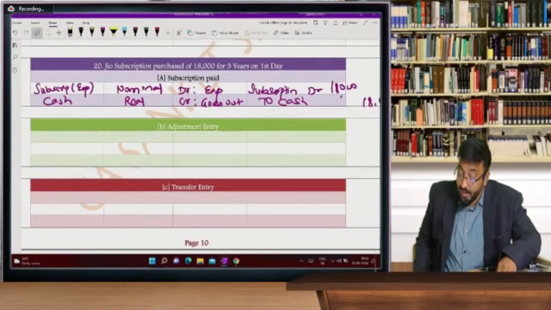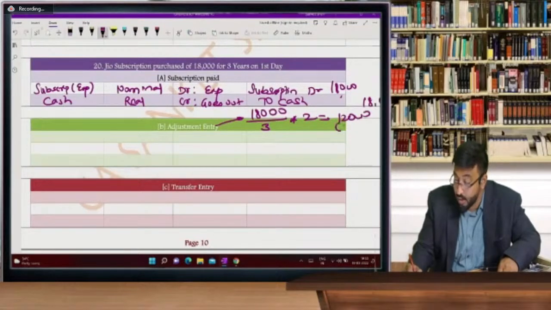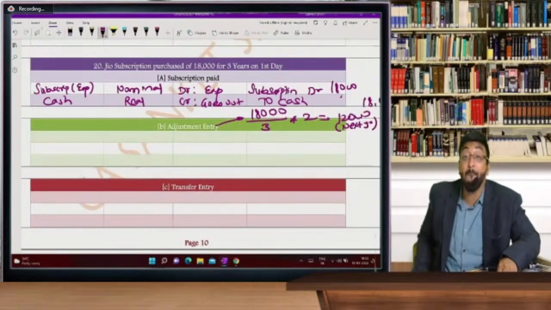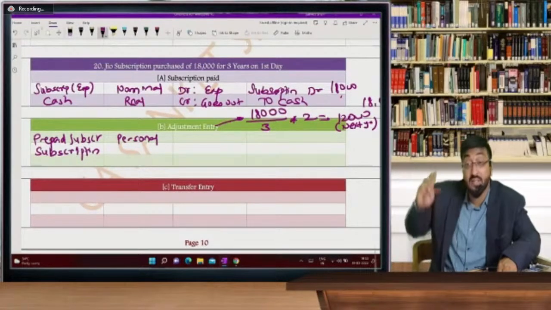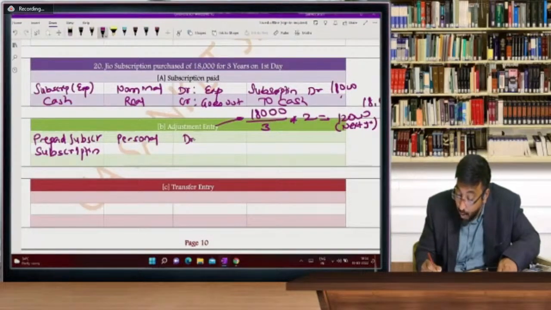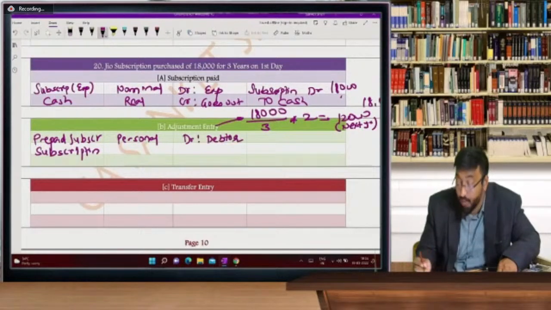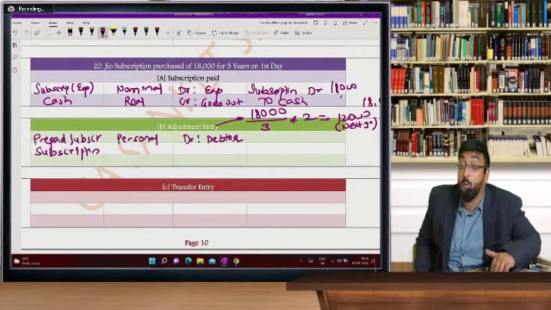Now see beta, adjustment entry. Now what is adjustment entry? See, out of this 18,000 for 2 years of expenditure, 12,000 is of next year. So this is our prepaid expenditure, prepaid. So here, prepaid subscription account debit, and we will cancel this subscription expenditure because this amount is with someone, this 12,000 amount with Jio. So Jio is debtor for me for this service because I paid it in advance.